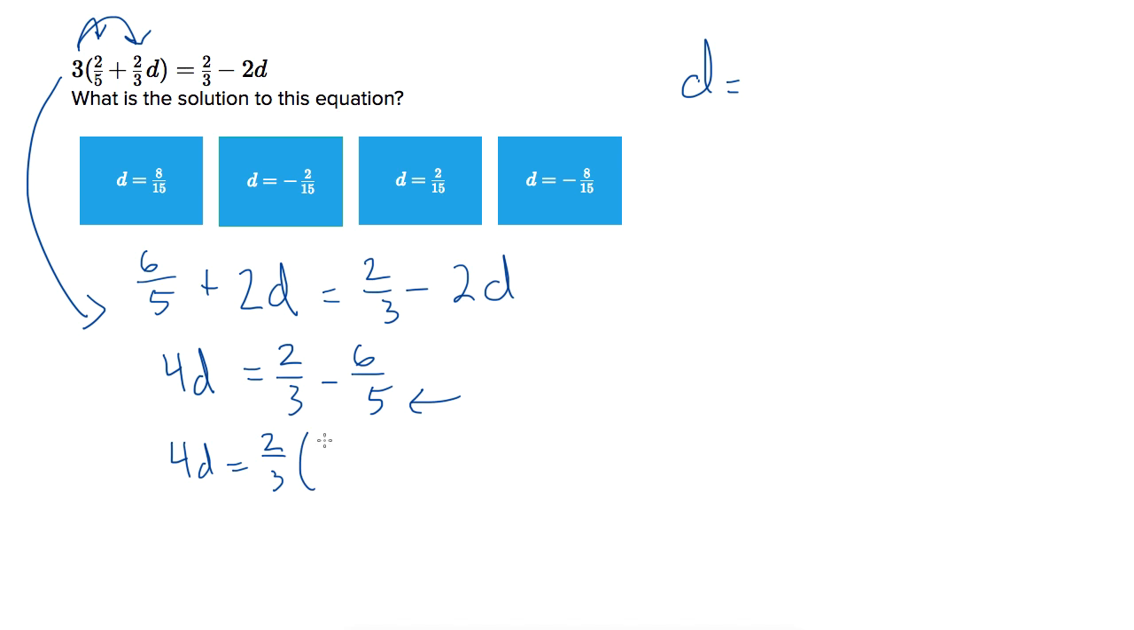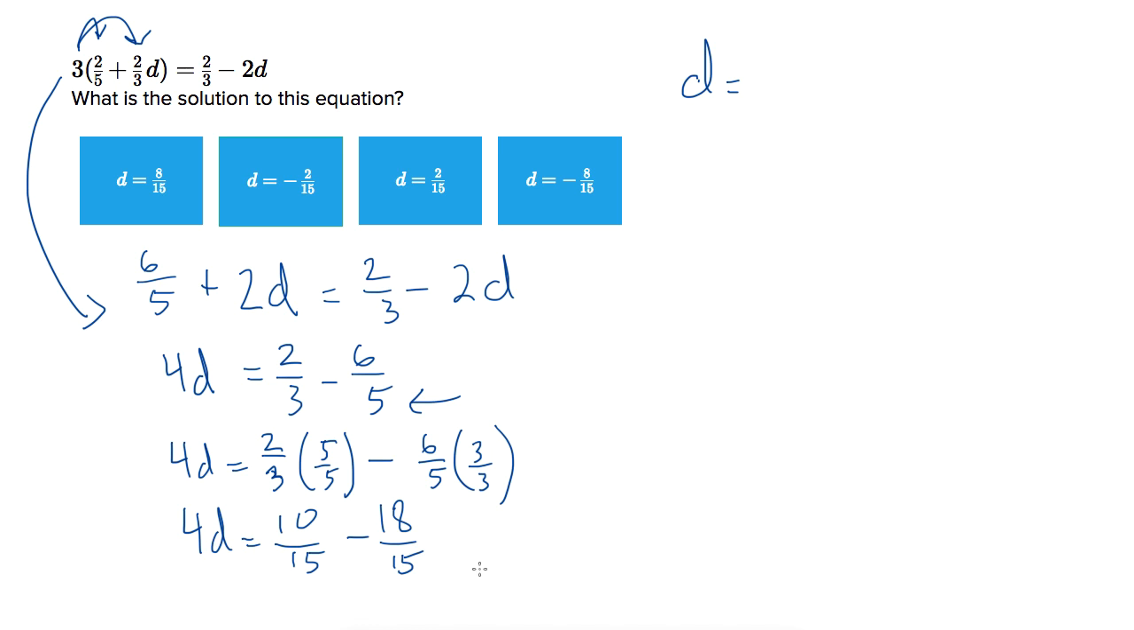2/3 times 5/5, because we're just multiplying each fraction by 1, but we're using the denominator of the other fraction as our denominator for 1. So we get 5/5 minus 6/5 times 3/3. So that puts everything in 15ths. 4d equals 10/15 minus 18/15.